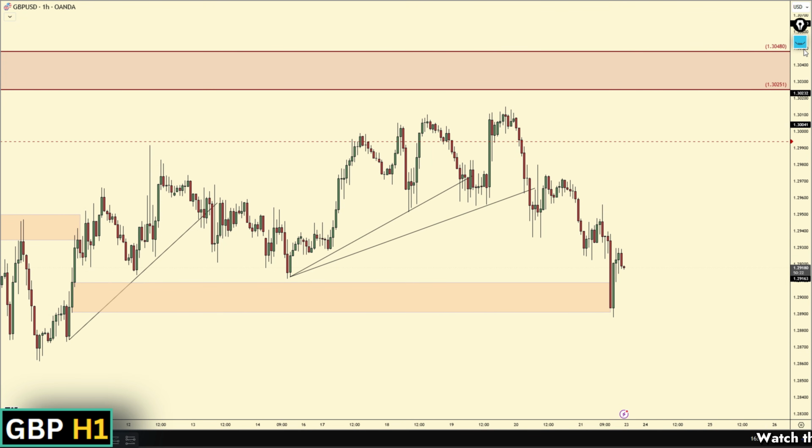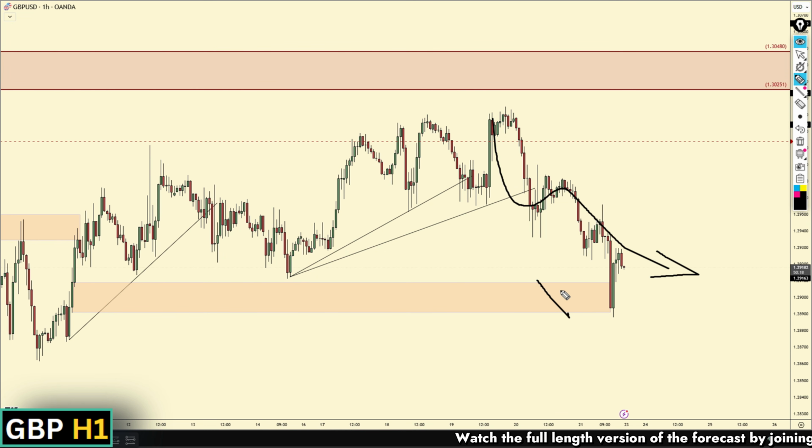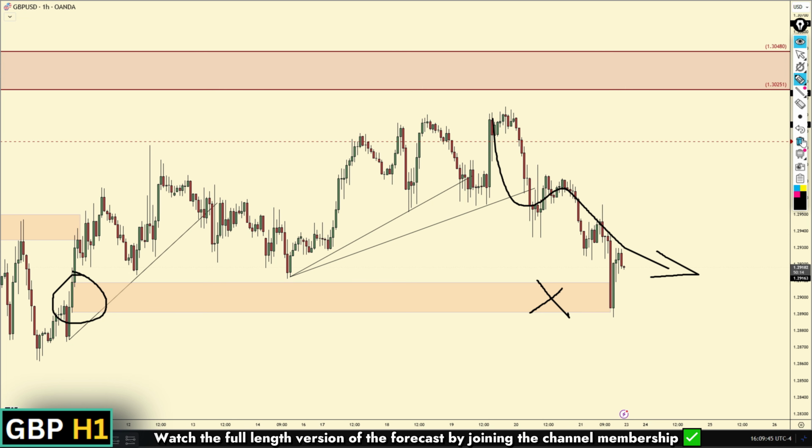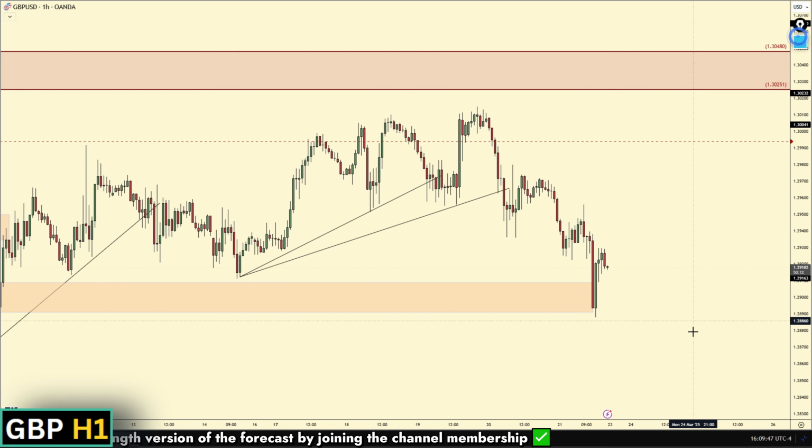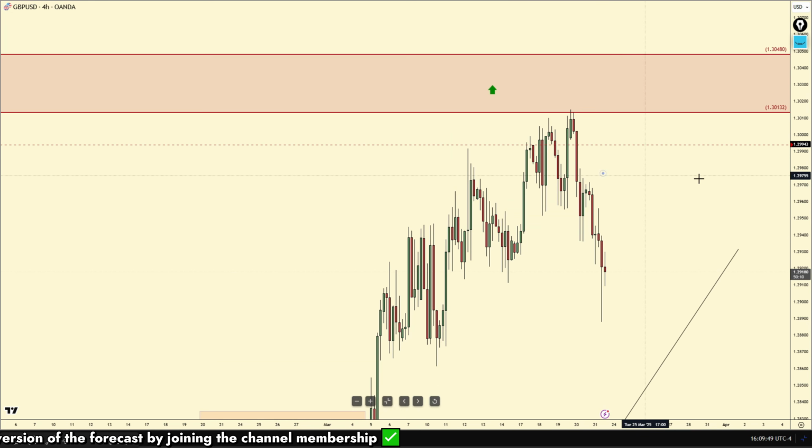On the 1-hour chart, we had nice trends to the upside. Those trends are now removed. And not only that, we have significant demand. This was a significant demand zone, in my opinion, pretty easily removed. So in my opinion, this is looking really, really weak here on the British pound.